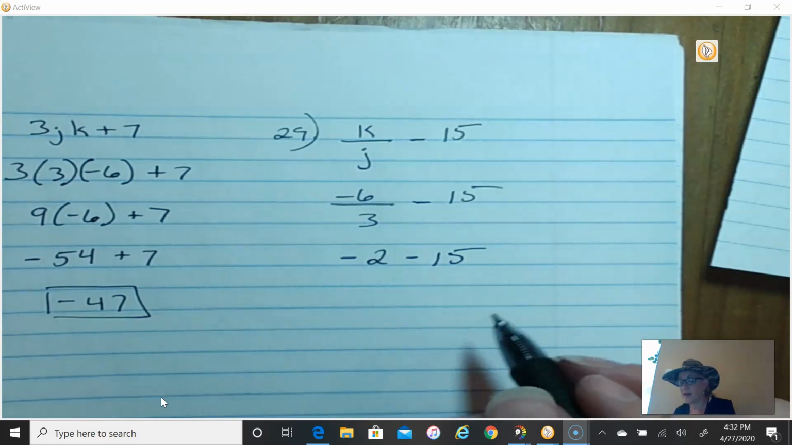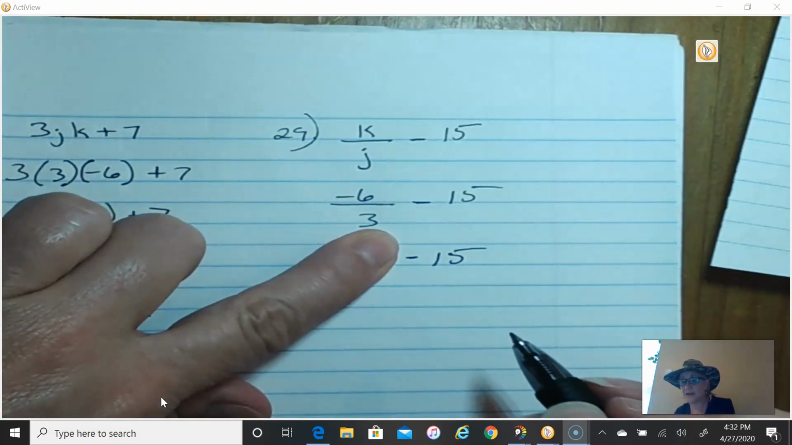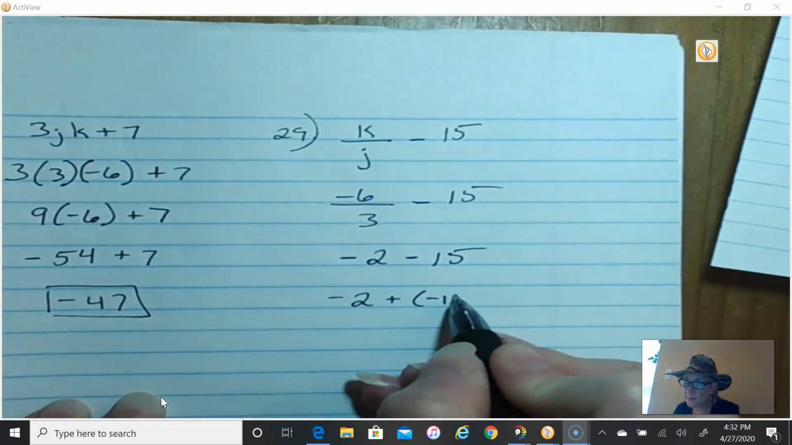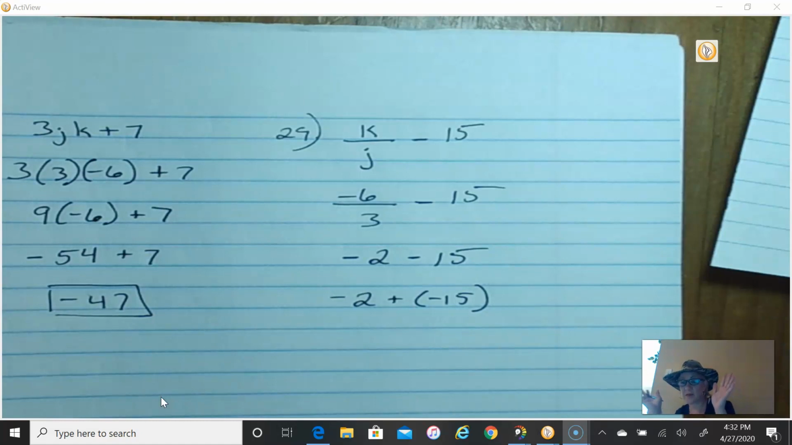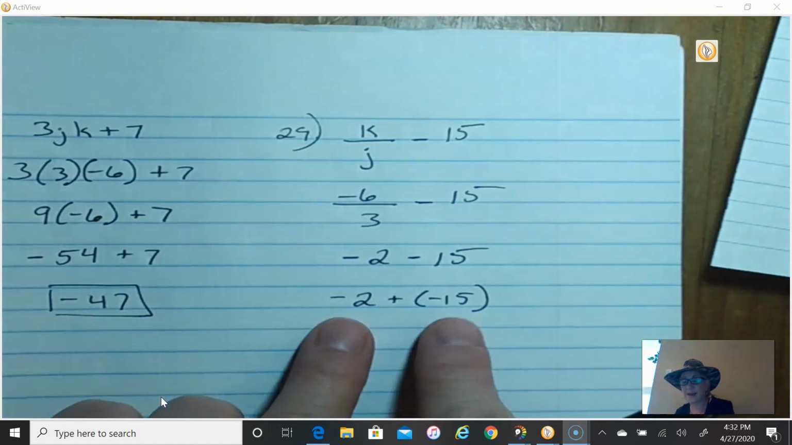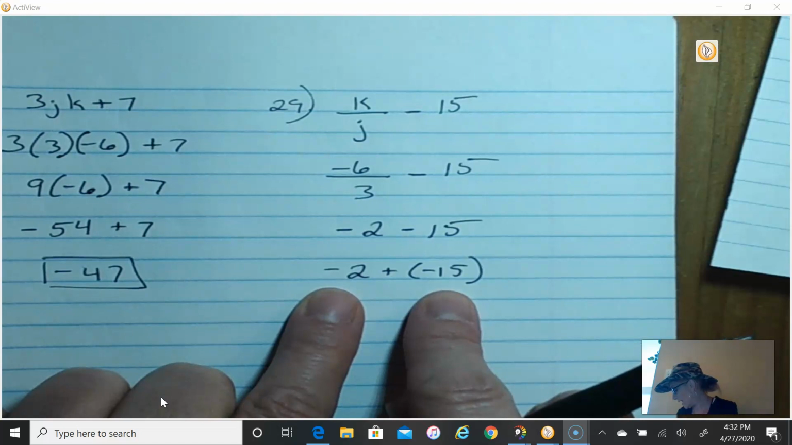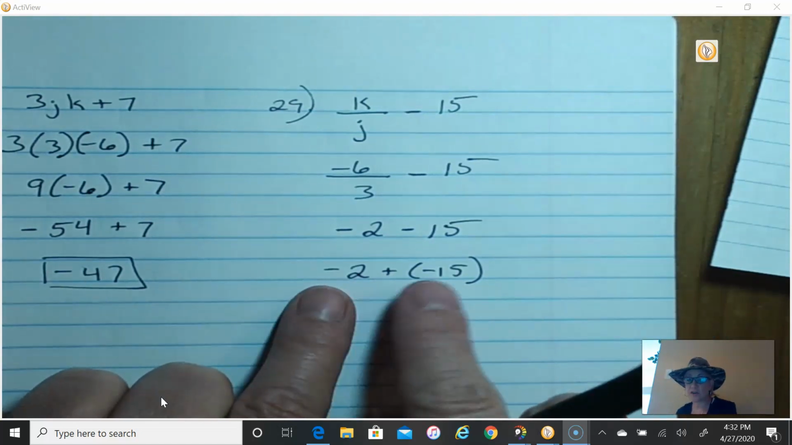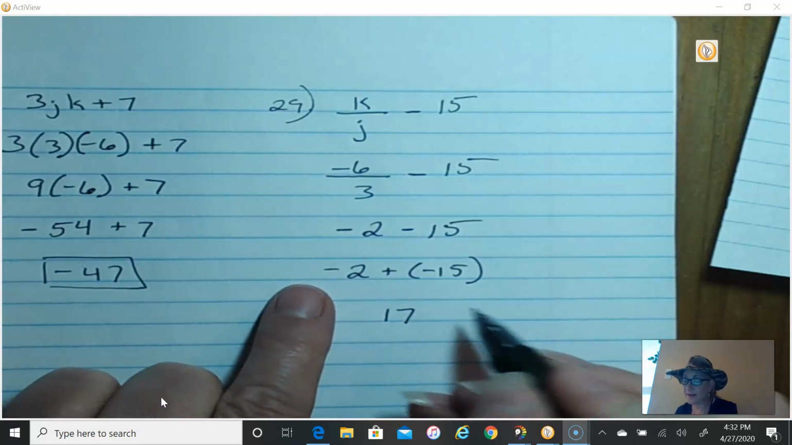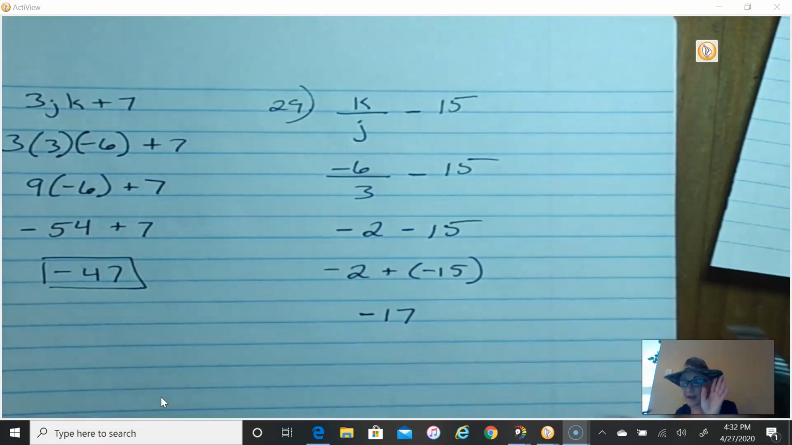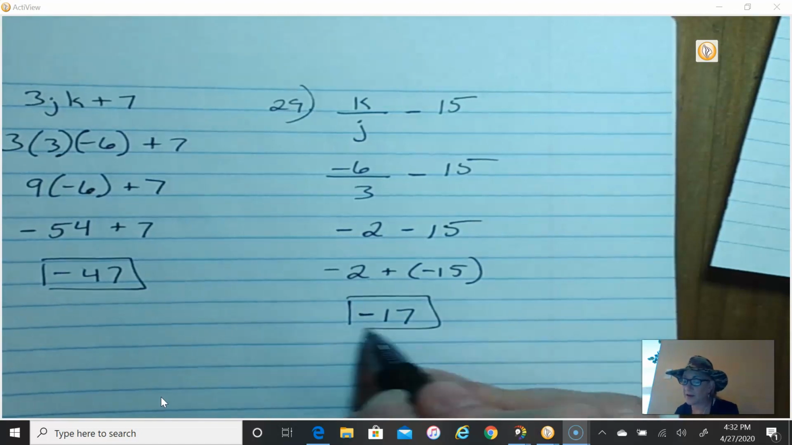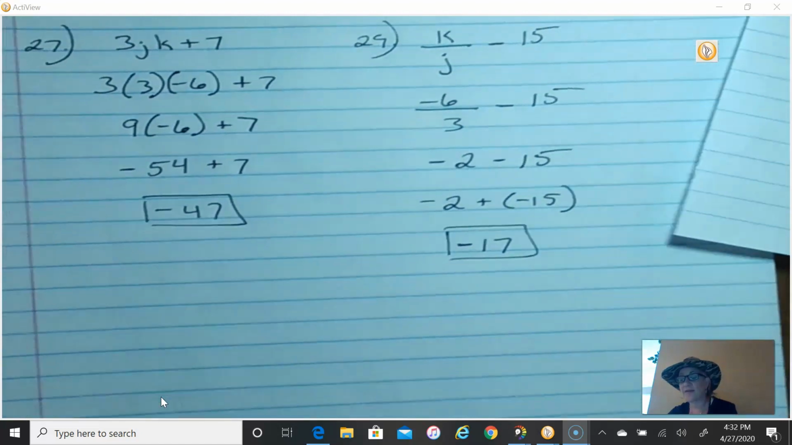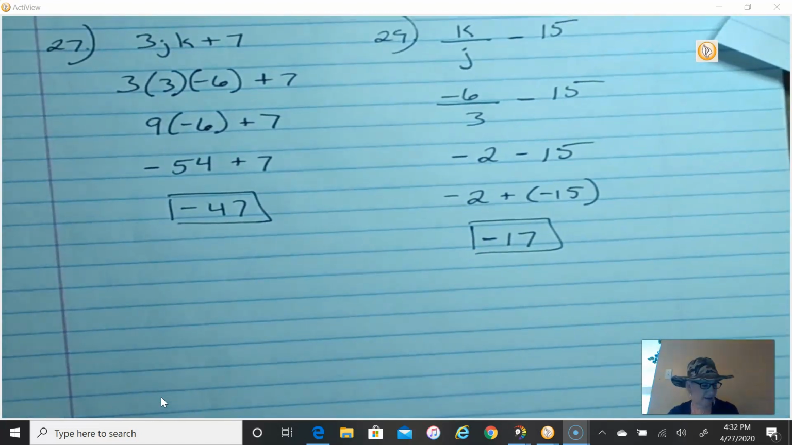Boys and girls, that is a negative 15. You can rewrite it like this. Same thing. So if the signs are the same, we add and keep the sign. So 2 plus 15 is 17, and a negative and negative, when you're adding and subtracting, it keeps the sign. Okay? All right. So if you have questions, please don't hesitate to contact me.